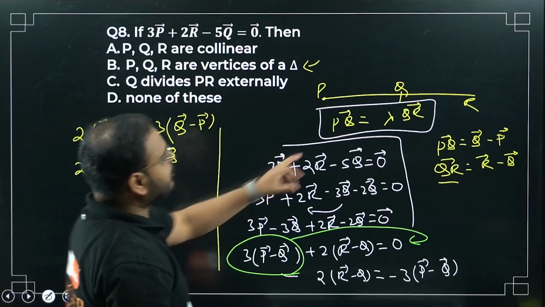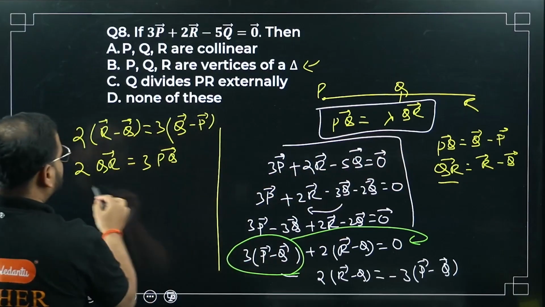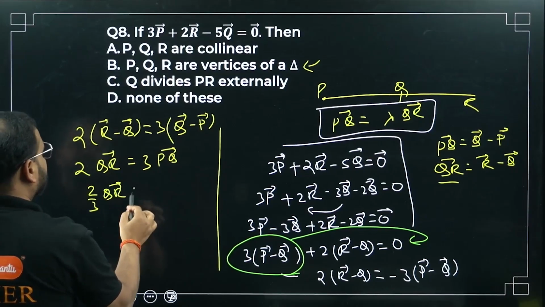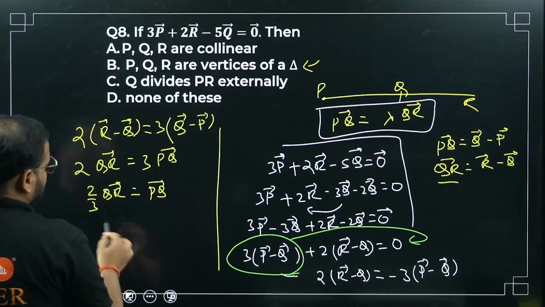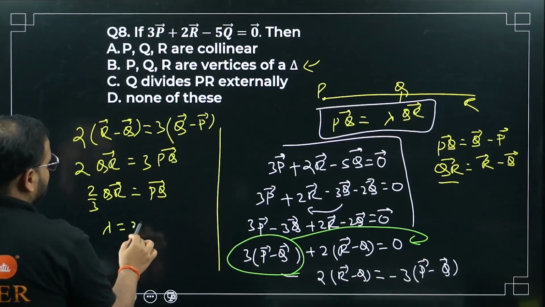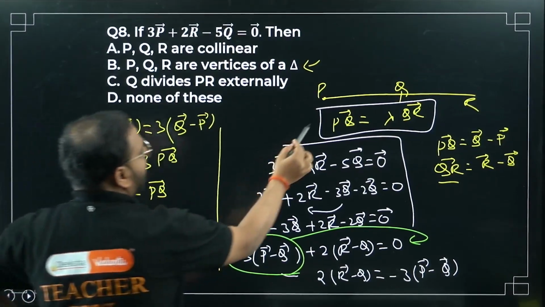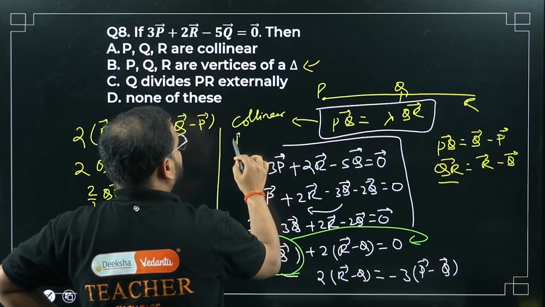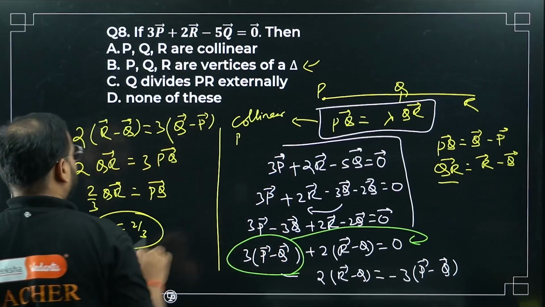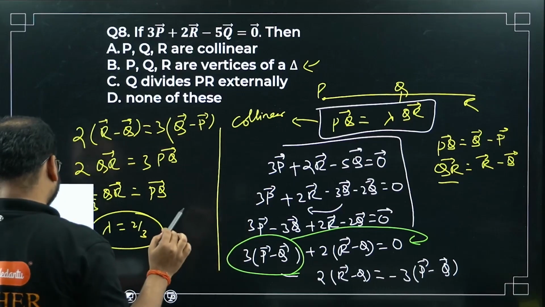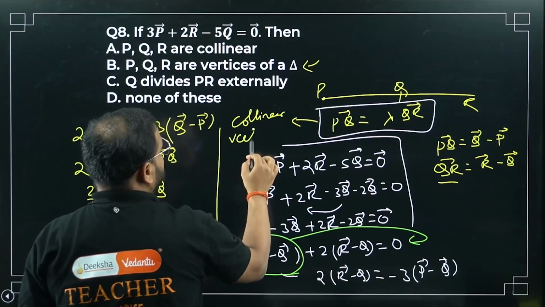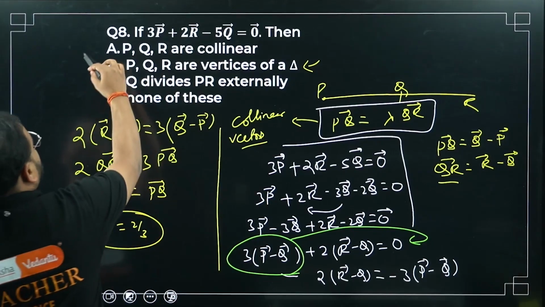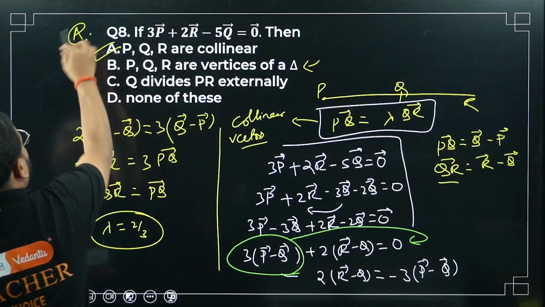I wanted to write PQ in terms of QR. I can bring this 3 over here. It will become what? 2 by 3 QR equals PQ. So simply I'm getting what? My lambda in this case is 2 by 3. And this is the form of what? Collinear vectors, not points in this case. We are dealing with vectors. So collinear vectors, sir. Hence, points P, Q, R are collinear. Option number A is correct.